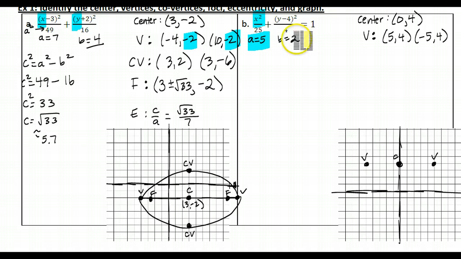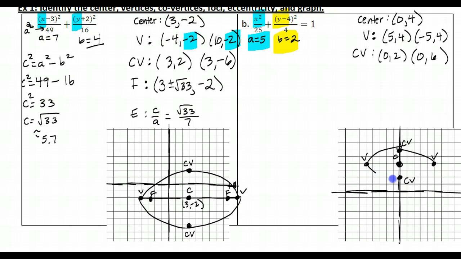Then, my b value is matching with y this time, so my covertices are in the y direction. I'm going to go 2 units to get my covertices in each way. And so my covertices end up having points of, let's see here, (0, 2) and (0, 6). Okay, so I have my plane ellipse.